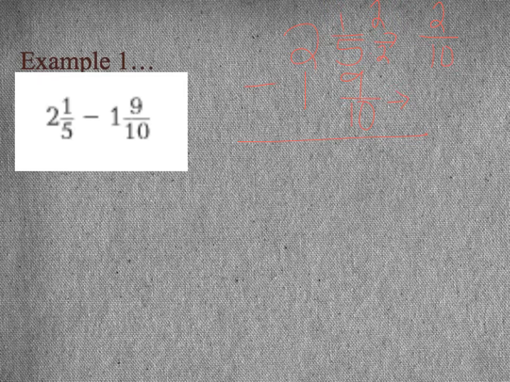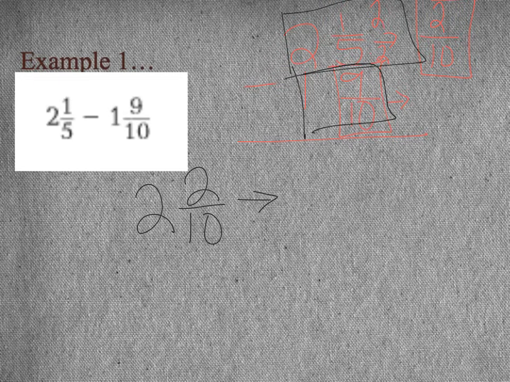But wait, 2/10 minus 9/10. I can't do 2 minus 9. What do you think I have to do? Well, this is where your regrouping skills come in handy. So you have two options here. You can either regroup 2 2/10 so that you can subtract, or you can turn both of these numbers into improper fractions. So let's regroup this one first.